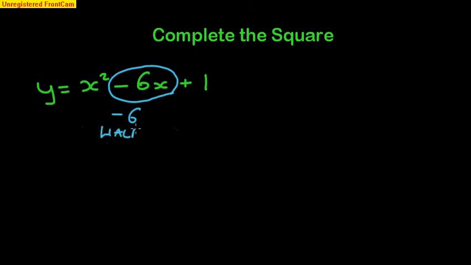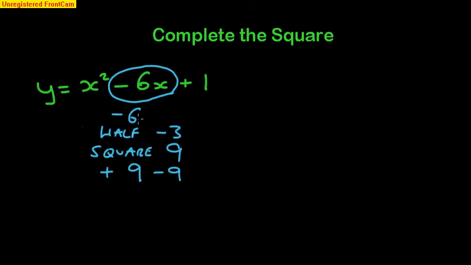So we have to find what a half of that is, and a half of -6 is -3. Then we have to square that, and -3 squared is 9, and then we add that and we take it away.